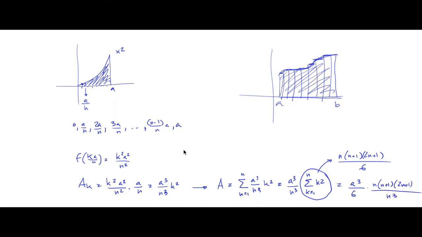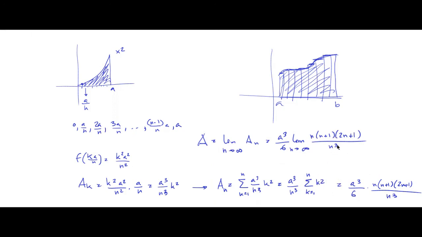The idea that we were saying is, let's call this A_n. This depends on the number of intervals. Now the actual area, if this procedure works, is what happens when the number of intervals goes to infinity, the limit when n goes to infinity of this area A_n, right? So this limit is A cubed divided by 6 times the limit of n times n plus 1 times 2n plus 1 divided by n cubed.